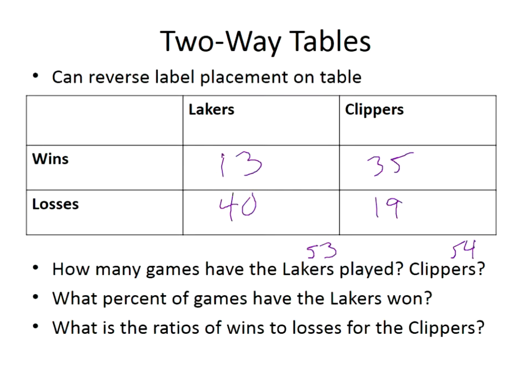Divide what? Okay, 13 divided by 53, because it's the number of wins out of the total amount, right? Okay, so somebody's already told me that for the Lakers it would be 13 out of 53, which I can change to percent, right? Okay, how about the ratios of wins to losses for the Clippers?